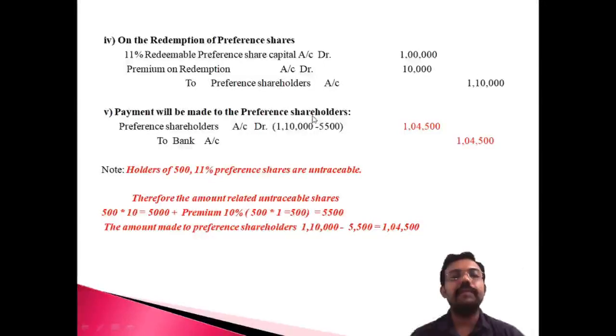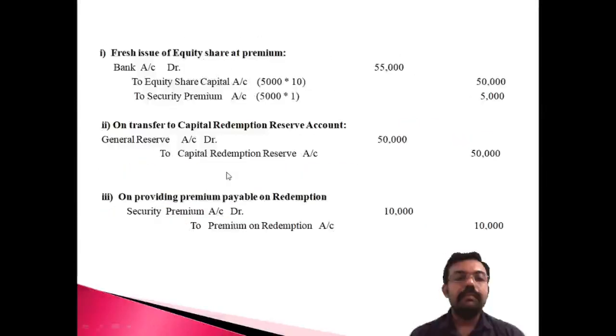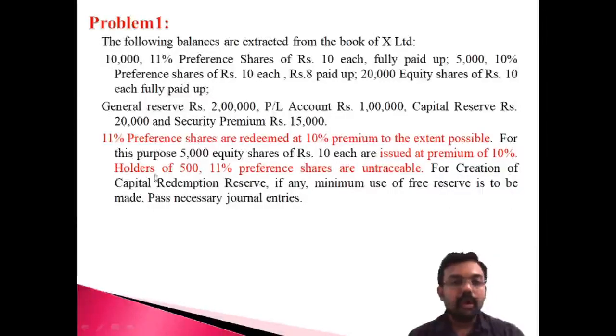So listen, the payment will be made to the preference shareholders. So automatically we would have to write 1 lakh 10,000, because we know 1 lakh 10,000 is the amount we give to the preference shareholders. But here there is a clause, holders of 500 shares, that means 500, 11% preference shares are untraceable. Of those, 500 shares are untraceable, so we cannot give the amount for them, because it is untraceable.